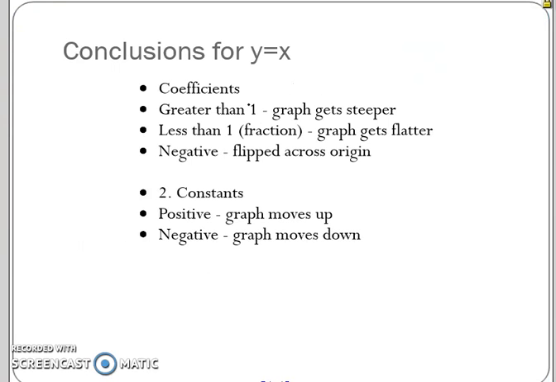So, conclusions for Y equals X: the coefficient, if it's greater than 1, graph gets steeper. If it's less than 1, which is a fraction, we use 1/2, the graph gets flatter. If we use negative, which is negative X, it flipped across the origin. For the constant, when we use positive, the graph moves up. When we use negative, graph moves down. So the coefficient is actually your slope. The constant is your y-intercept.